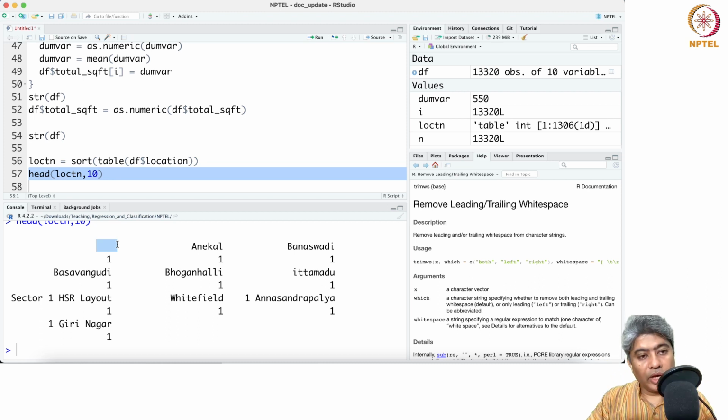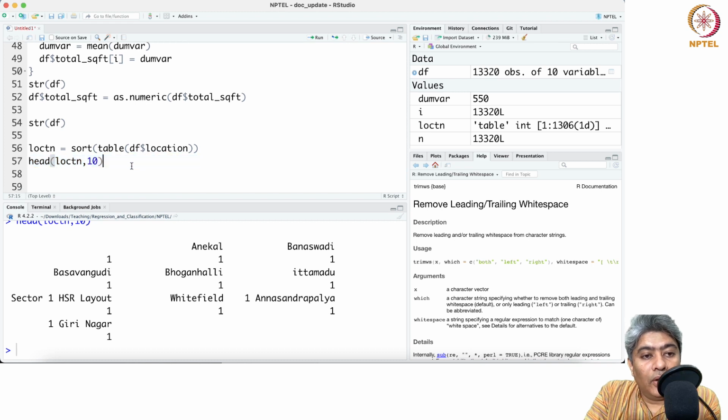So what we can do is, wherever the location belongs to this, say Anekal or Girinagar or something, where the count is less than say 10 or 15 or some number, let's take 20, then we will consider that we don't have enough instances. In those cases we will put it into others.